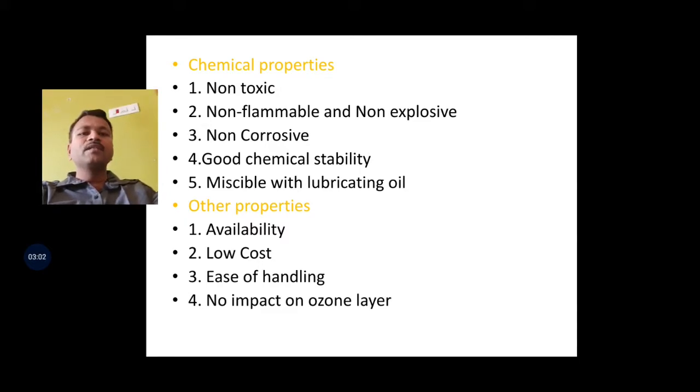Next, other properties are availability. It should be cheaply available. It should have low cost, ease of handling. It should not hurt our fingers, hands, human body. Should be easy of handling and no impact on ozone layer. It's very important. It should not have any impact on the ozone layer. So these are the important properties of a refrigerant.